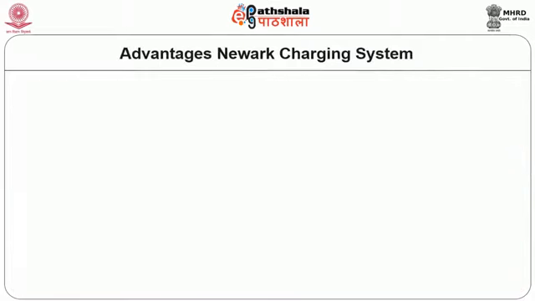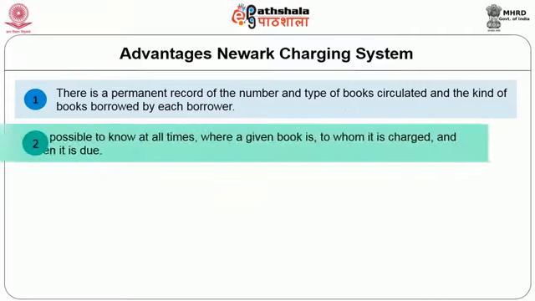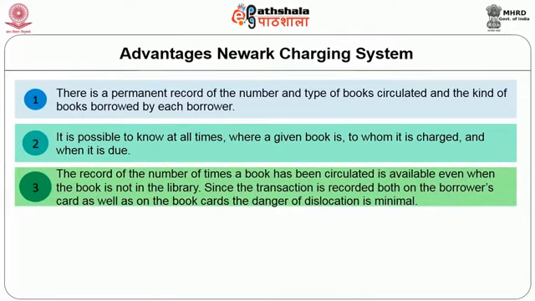Advantages of the Newark charging system. There is a permanent record of the number and types of books circulated and the kind of books borrowed by each borrower. It is possible to know at all times where a given book is, to whom it is charged and when it is due. The record of the number of times a book has been circulated is available even when the book is not in the library, since the transaction is recorded both on the borrower's card as well as on the book cards.